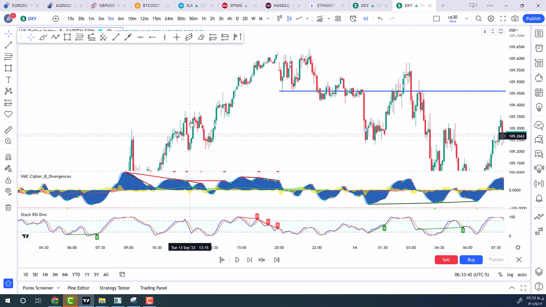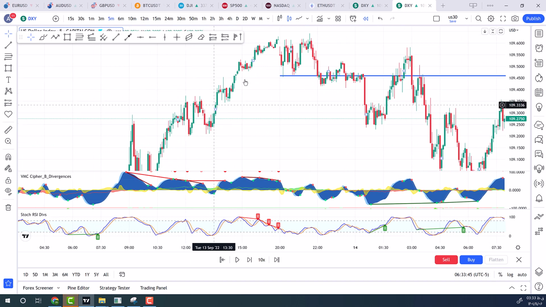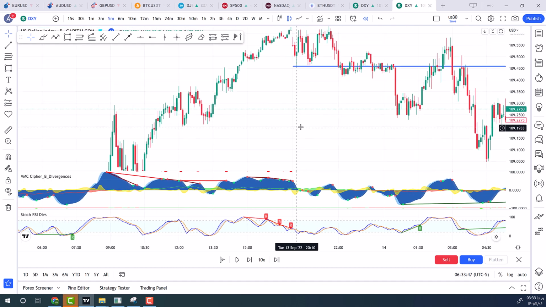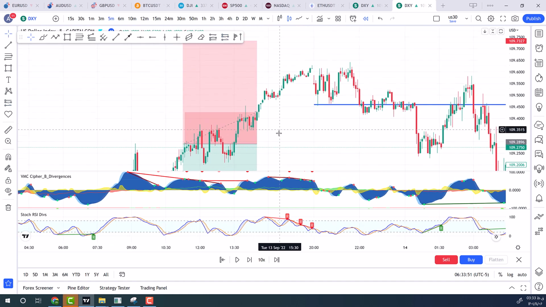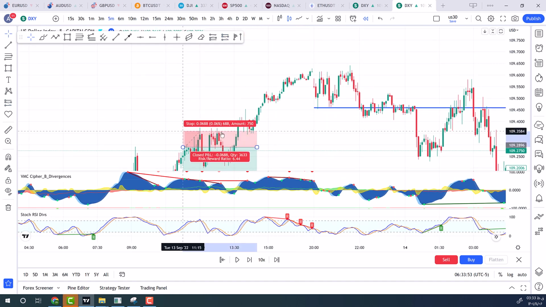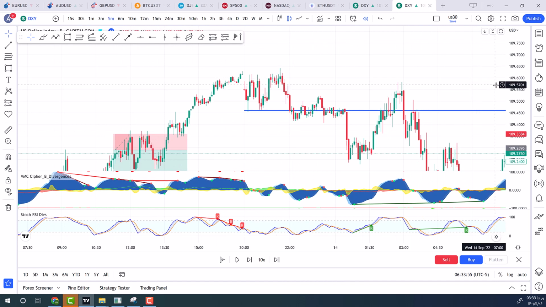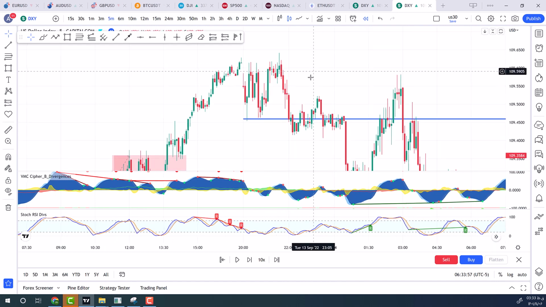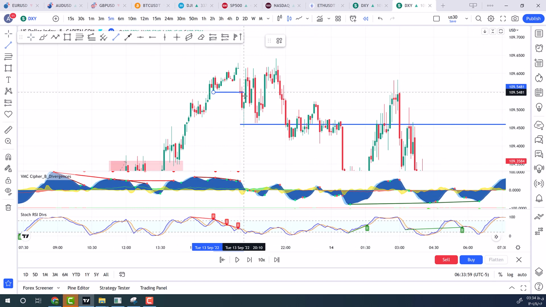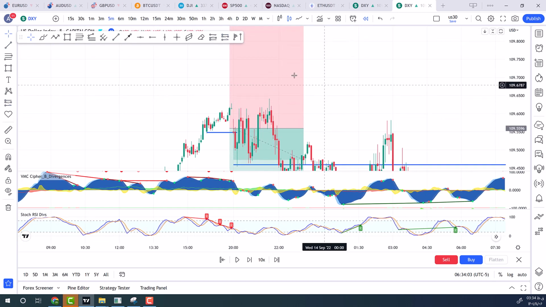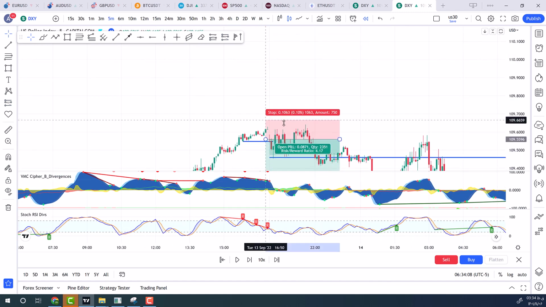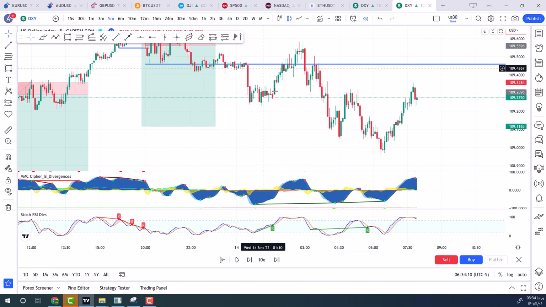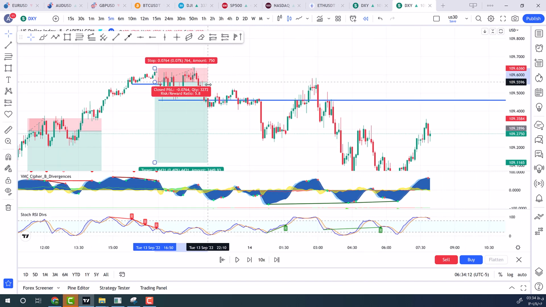Did we have a shift here? Yes, but this is not a good shift, but let's say that we take a stop loss here. It came up. Where did it shift? It shifted here. I'm going to risk my money in this zone, and I'm going to have a stop loss here.